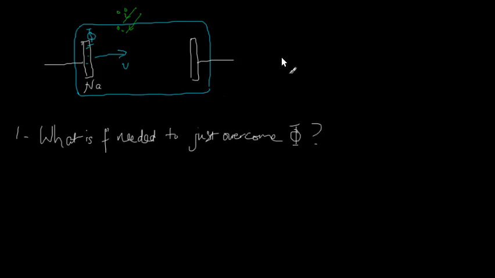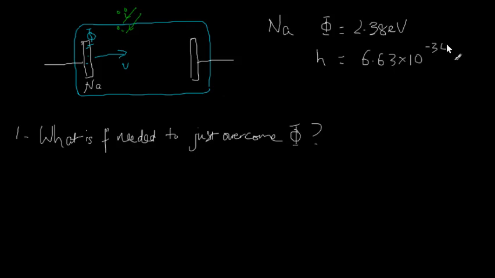Okay, so we need some numbers for this, and in the case of sodium, the work function is 2.38 eV. Right, I think that's all that we need. Now we would need to know Planck's constant for these calculations. That would be 6.63 times 10 to the power of minus 34 joule second, and we would need the electron charge as well. Right, so that's 1.6 times 10 to the power of minus 19 coulomb. So what is the frequency needed to just overcome phi?